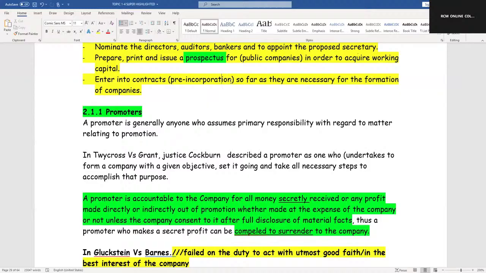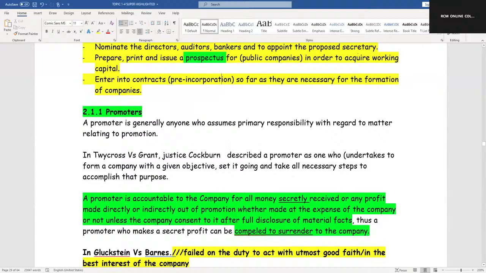If that is the case, then under the law, the company in this case will be at liberty, for example, to recoup that particular secret profit or recoup the purchase price of that kind of an asset, which in this case he secretly sold to the company without having to reveal the profits, which end up having now to be declared as secret profits. So a promoter is generally anyone who assumes a primary responsibility with regard to having to form the company.